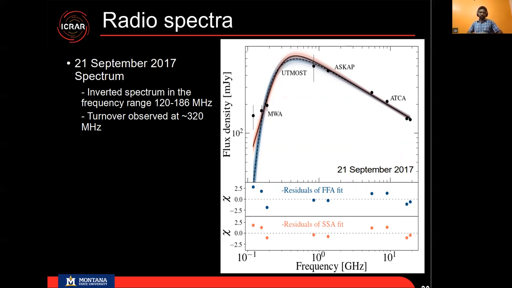So the turnover could be because of two possibilities. One is free-free absorption, the other could be synchrotron self-absorption. And you can see that we tried to test the possibility of both processes. What we found is that at low frequency, the synchrotron self-absorption model fits the data well as compared to free-free absorption. Apart from that, we also looked at the physical possibility of free-free absorption, but in the direction of the source, we have not found any H2 region. So we figured out that the possibility of free-free absorption is not feasible. We detected a turnover at around 320 megahertz, and using this turnover, we calculated various physical parameters.